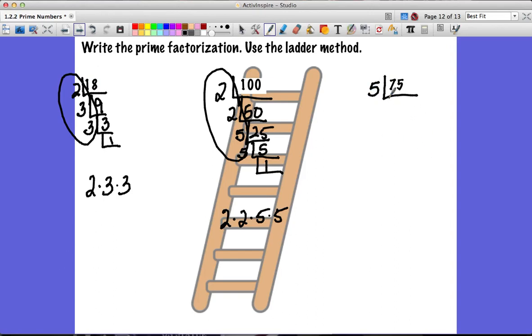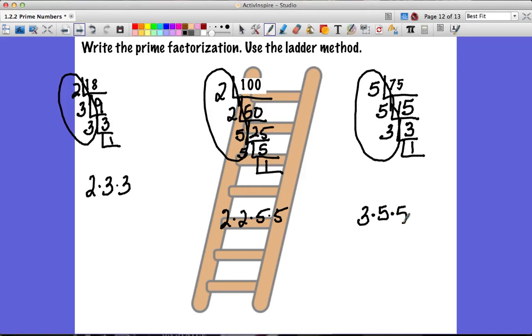75 I know is divisible by 5, and that's going to give me 15. 15 is also divisible by 5, which is going to give me 3. 3 is divisible by itself, gets me down to that 1 that I'm always looking for. And my prime factorization in this case would be 3 times 5 times 5. Again, you could have a 5 here, a 3 here, and a 5 here, and that's okay as long as this matches at the end.